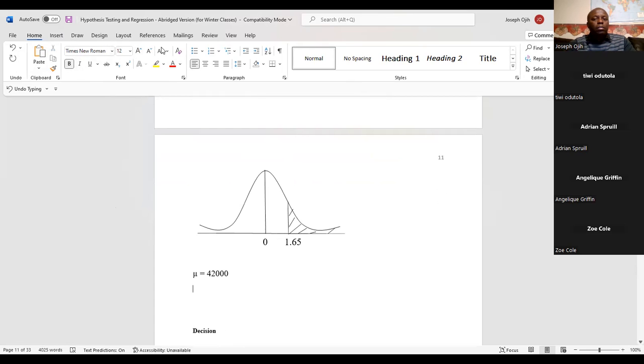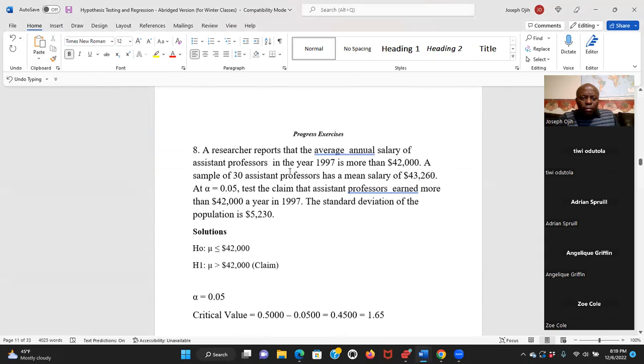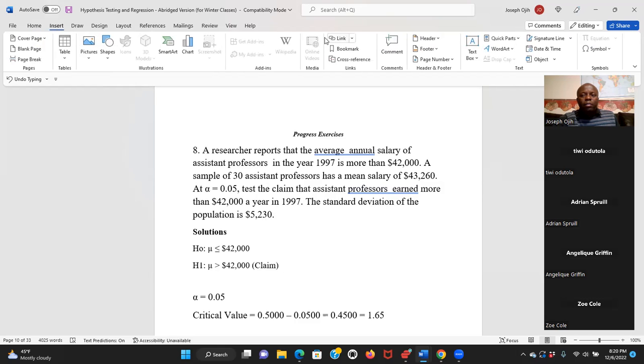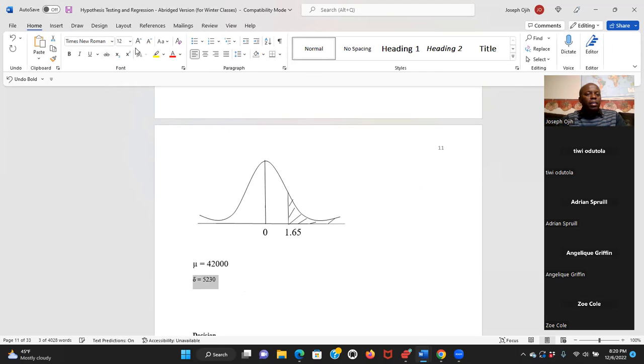Then the standard deviation. The standard deviation is 5,230. So we insert it. The standard deviation, which is right here, is 5,230. Again, I have to make it big so that we can see it clearly.